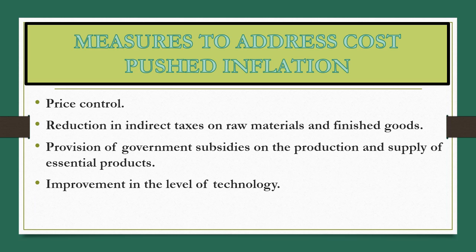Four, improvement in the level of technology. When the level of technology improves, it reduces the cost, thereby reducing prices. Five, imports of equipment from cheaper sources. When the equipment used in production is imported from cheaper sources at a reduced price, what happens? It reduces the cost, thereby reducing prices.